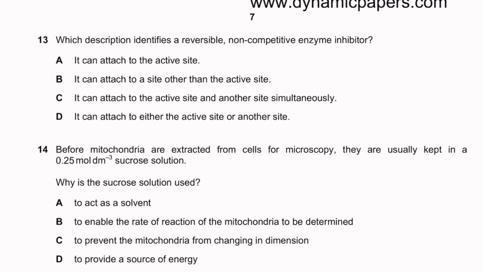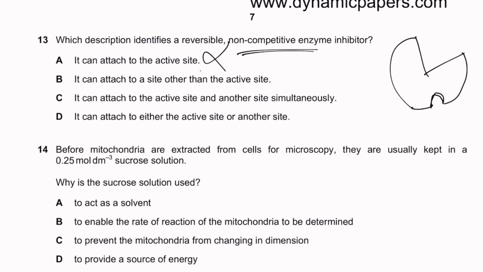Which description identifies a reversible non-competitive enzyme inhibitor? So a non-competitive enzyme inhibitor. Non-competitive enzyme inhibitors bind to a site aside from the active site, so a different site to the active site, called the allosteric site. So if this is the enzyme and it has this active site over here, the non-competitive inhibitor will bind right here to the allosteric site. So it does not attach to the active site.